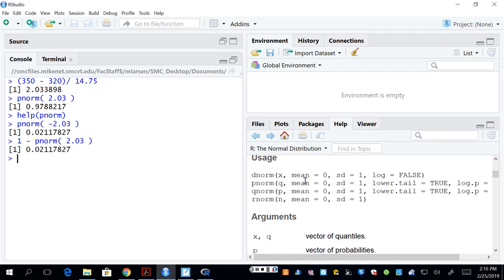Now, R is flexible. You can actually give it a mean and standard deviation, so you don't have to z-score it at all. But it's always good in your mind to be able to z-score and figure out what's going on. So we typed in pnorm. We asked first about 350, and the average is 320 and the standard deviation was 14.75. It takes the arguments in the order listed there, so it assumes that's mean then standard deviation, and it will give you this. That was pretty close. It's carried a few more decimal places, so it's just a little bit different, but it's about the same as that.